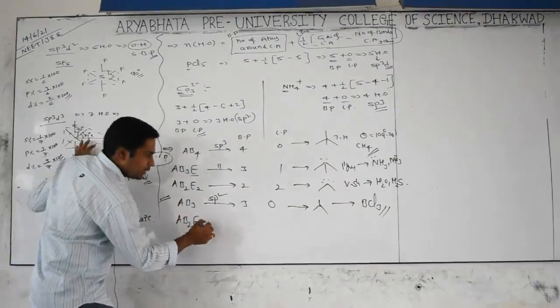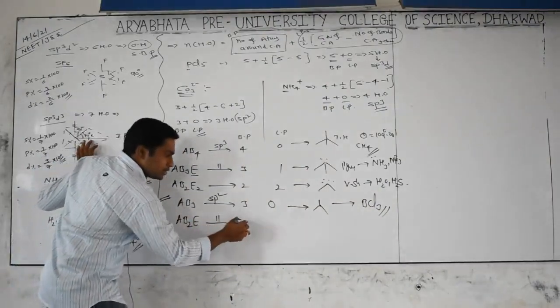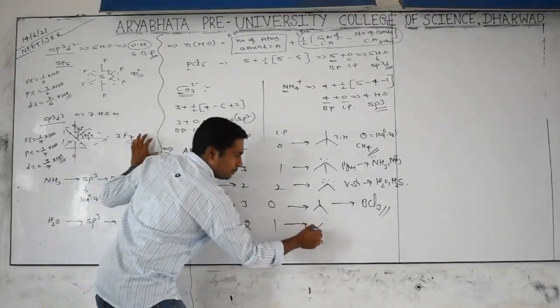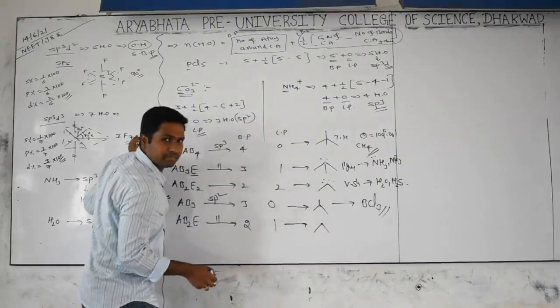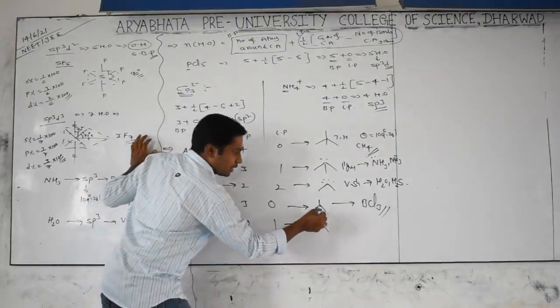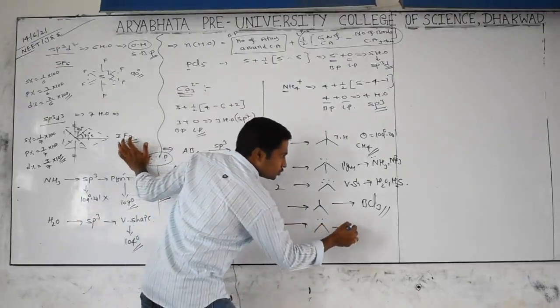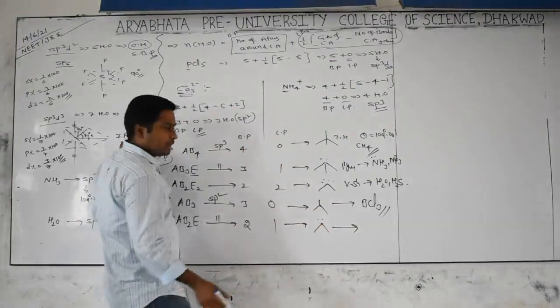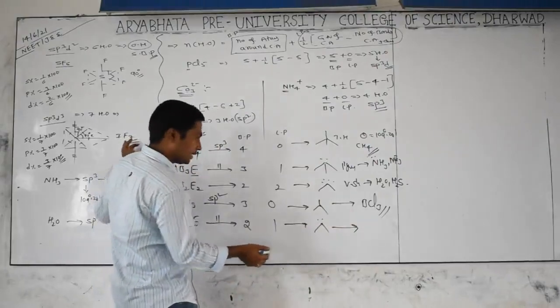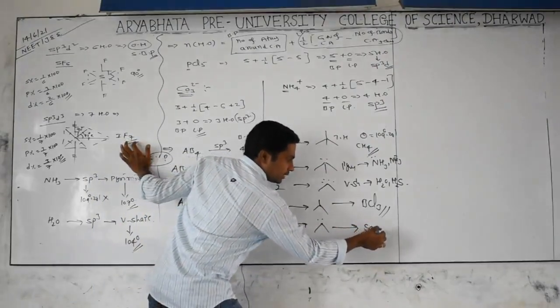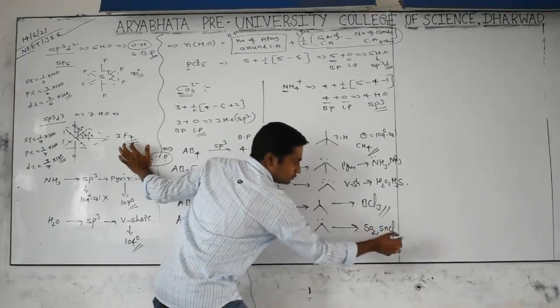I will give you one more example, AB2E. AB2E is also the same hybridization but 2 bond pairs, 1 lone pair. Cut one bond, which shape are you getting? Bent shape or angular shape, or V shape. Yes or no? Can you give an example for this one? SO2 will be there, and we can also give the example SnCl2.